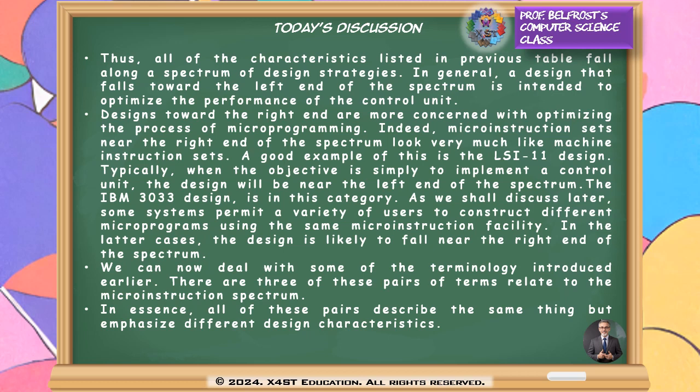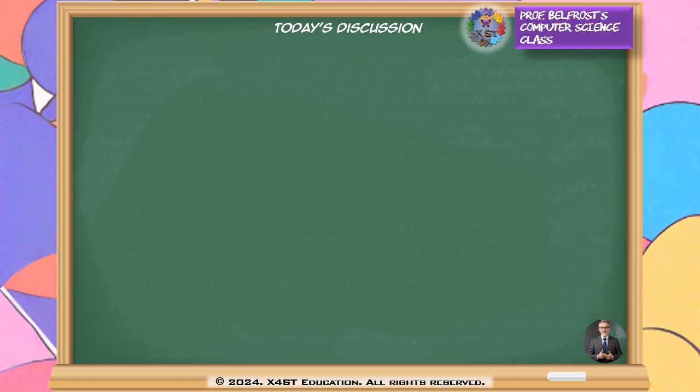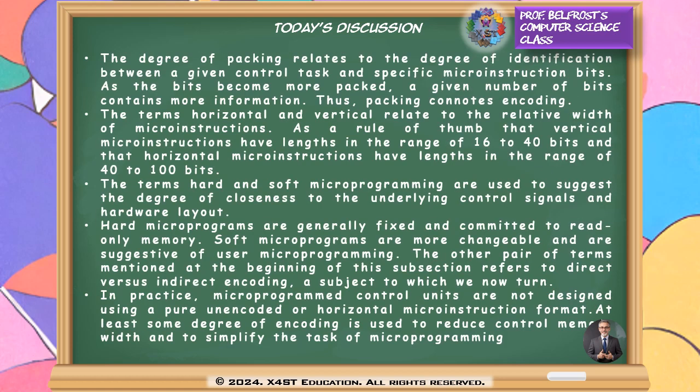We can now deal with some of the terminology introduced. In essence, all of these pairs describe the same thing but emphasize different design characteristics. The degree of packing relates to the degree of identification between a given control task and specific microinstruction bits. As the bits become opaque, a given number of bits contain more information, so packing actually connotes encoding. And the terms horizontal and vertical relate to the relative width of microinstructions.